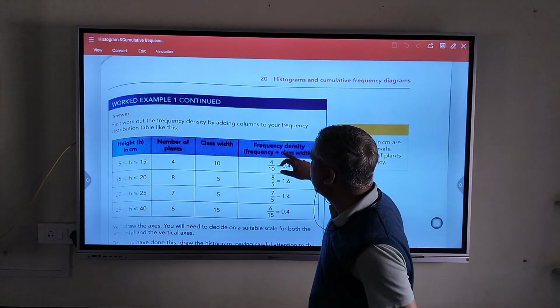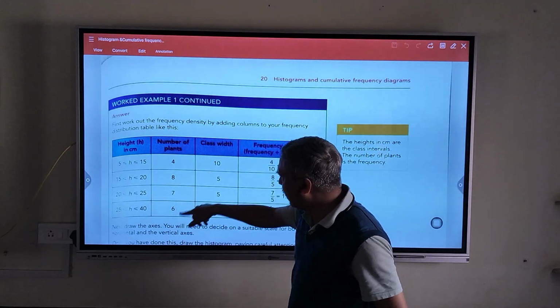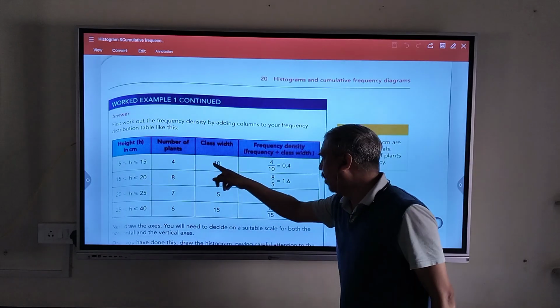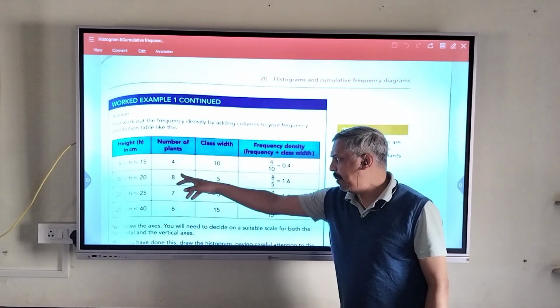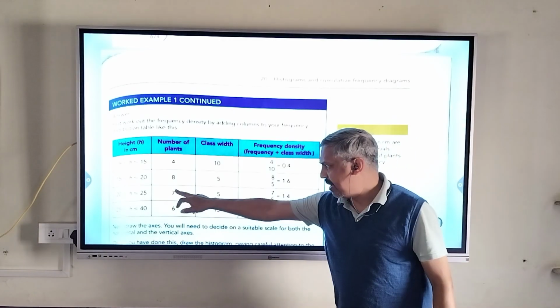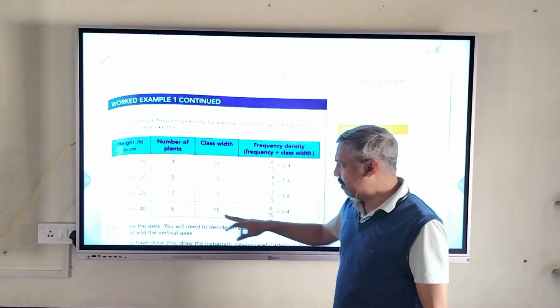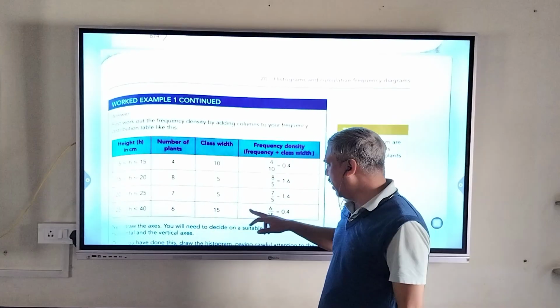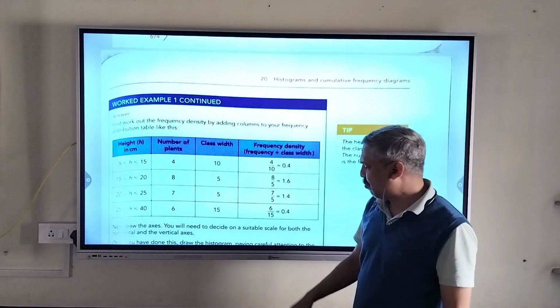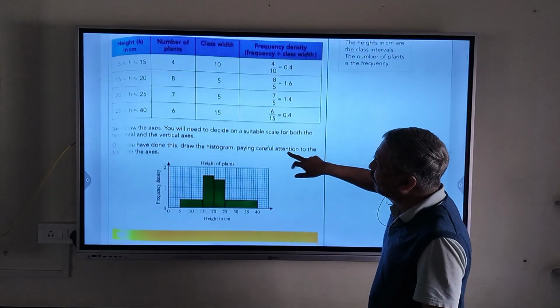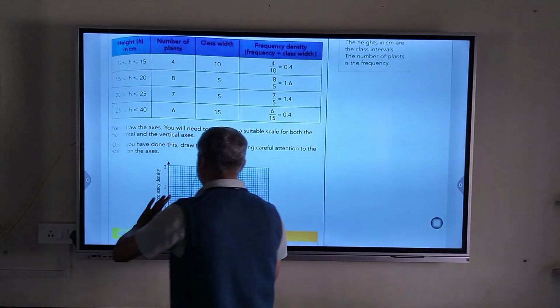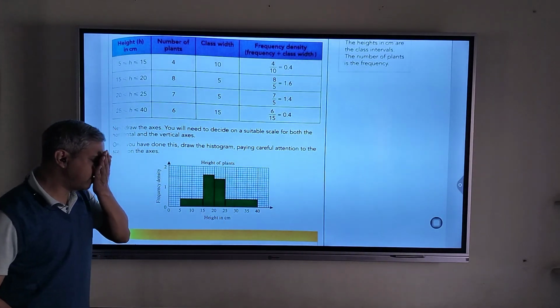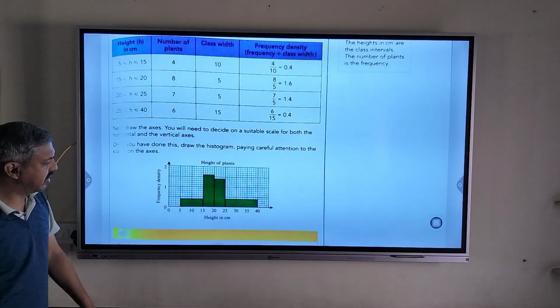Now frequency density is the frequency divided by the class width. 4 upon 10 is 0.4. 8 upon 5 is 1.6. 7 upon 5 is 1.4. 6 upon 15 is 0.4. And that has been plotted on the graph like this and the histogram is ready.